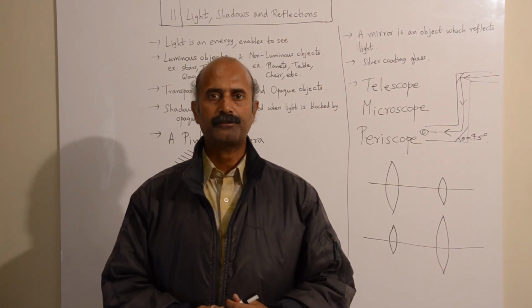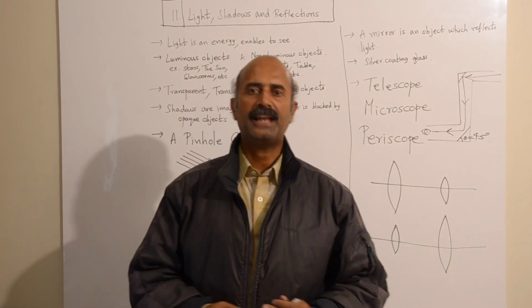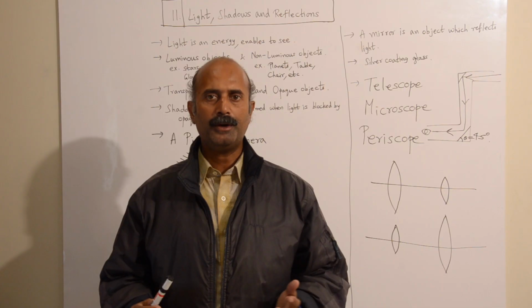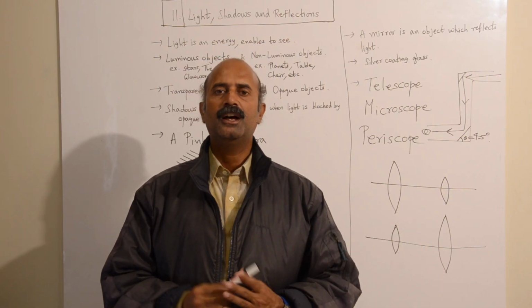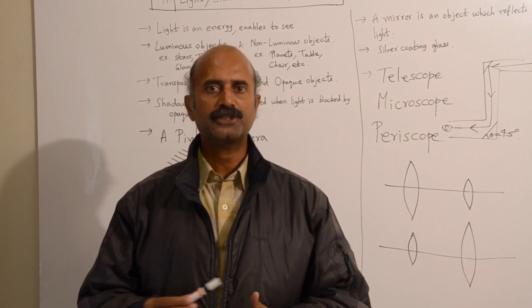Today we will be studying chapter 11, Lights, Shadows and Reflections. What do you mean by light? Light is an energy which enables us to see things. However, there are also invisible lights which we cannot see. Nevertheless, light is an energy which enables us to see things.